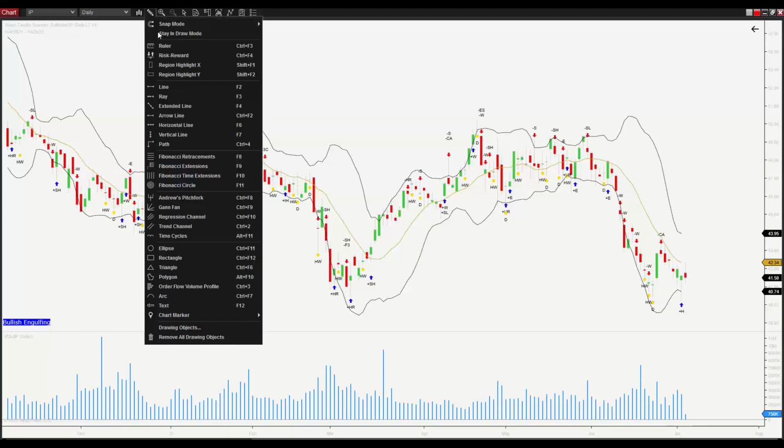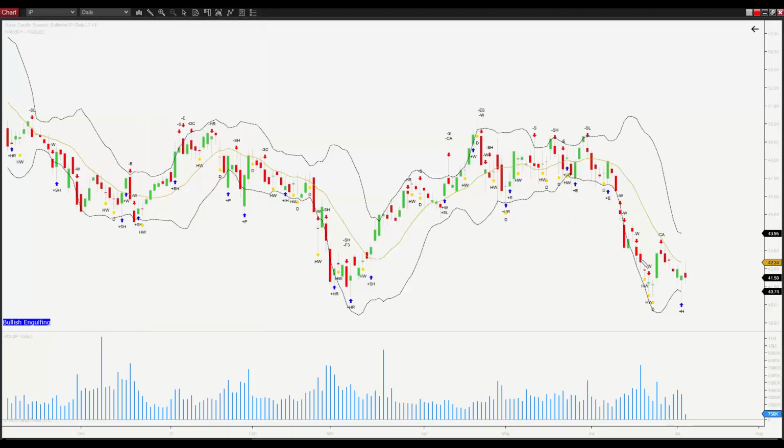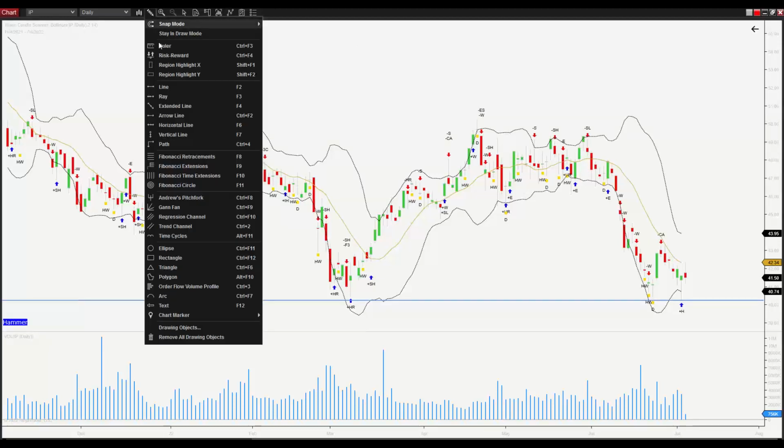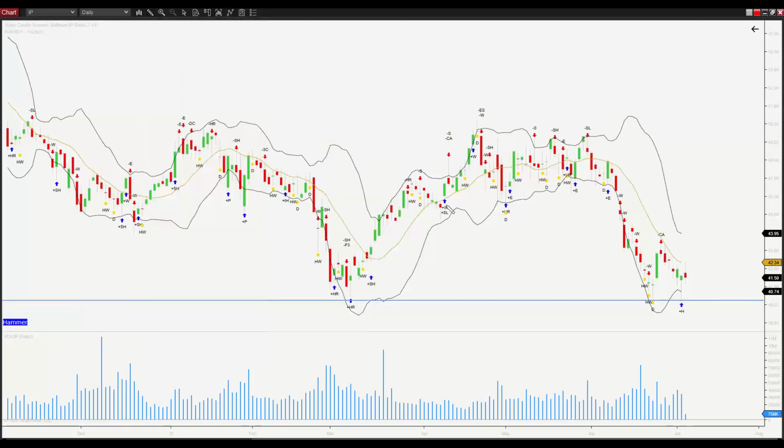So just to kind of give you the visual, I'm just going to draw in a couple lines. My retest would be, like I said, the lower half of the shadow. Okay, now I can sit there and calculate it to the penny, but this is roughly the lower half of the shadow of that hammer. Here's the low, here's about the midpoint of that shadow. Okay, so this becomes my buying zone, meaning I only want to buy in here.